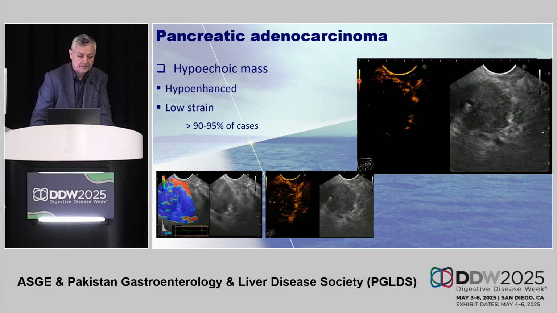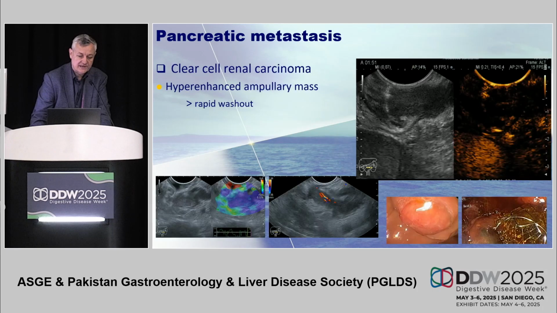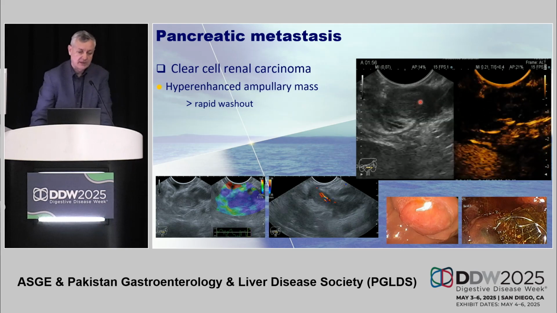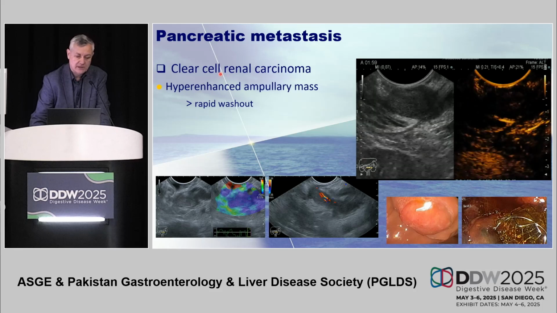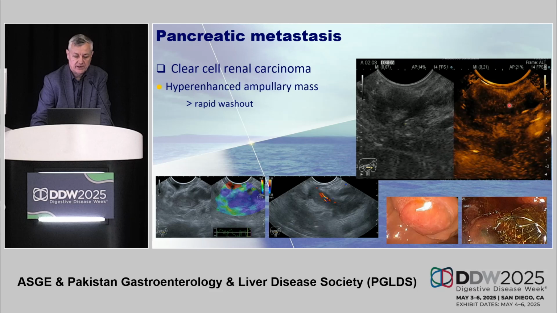You can see just a few examples of contrast. This is an example of a hypovascular tumor. Most of the solid masses, we know they are hypoechoic on grayscale, but some are hypovascular, like pancreatic adenocarcinoma. In metastatic lesions like this one, this was a metastatic lesion in the ampulla from a clear cell renal cell carcinoma, you will see that it is hyper-enhanced as compared to the surrounding pancreatic parenchyma.